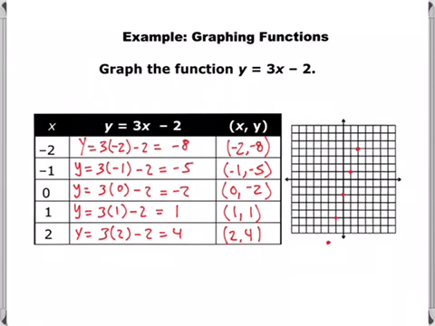So after plugging in the appropriate values, you should get the points negative 2, negative 8, negative 1, negative 5, 0, negative 2, 1, 1, and 2, 4. And then your graph should look as it does on the right.